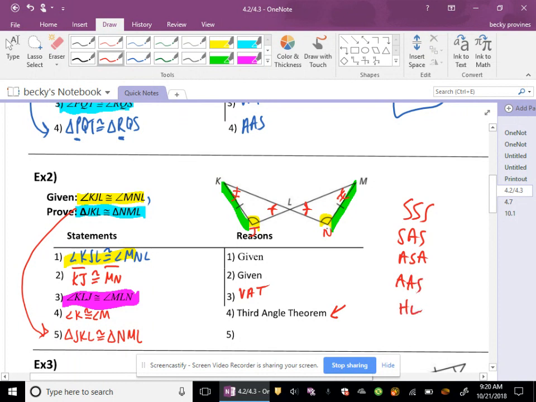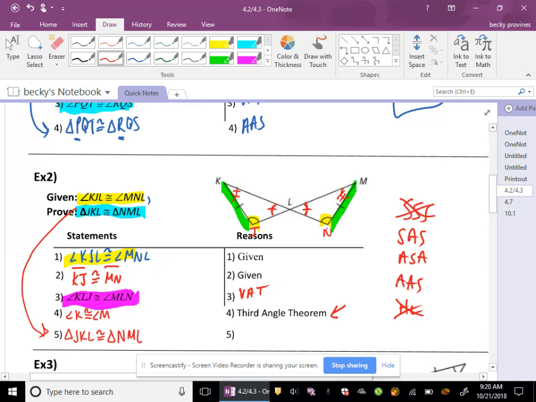Here they are. Now, we know it's not HL. HL, you have to have a right triangle. We don't have all 3 sides. So here's the thing. We have 3 angles and a side. So there's going to be multiples that this one could be.